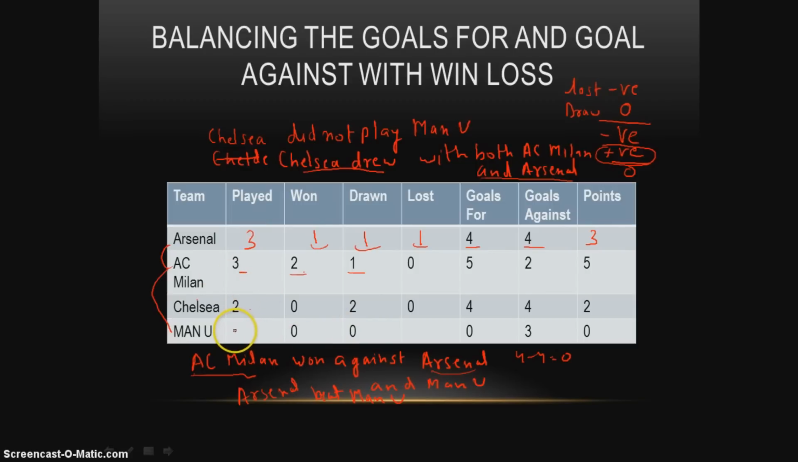Now coming back to Man U. We know that Man U did not play against Chelsea. Or Chelsea did not play Man U, as I wrote. We know that AC Milan beat Man U because 2 victories of AC Milan were against Arsenal and Man U. We also know that Arsenal beat Man U because 1 match which Arsenal has won was against Man U. So for Man U we can say that it has played 2 matches, one against AC Milan and one against Arsenal, and lost both. So for Man U also we have the table complete.